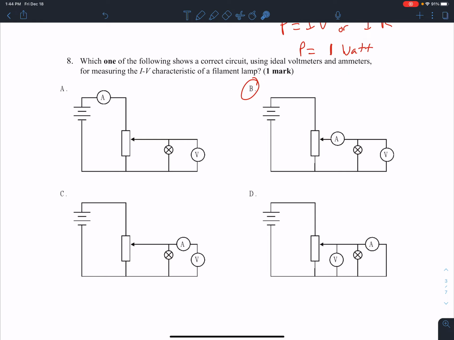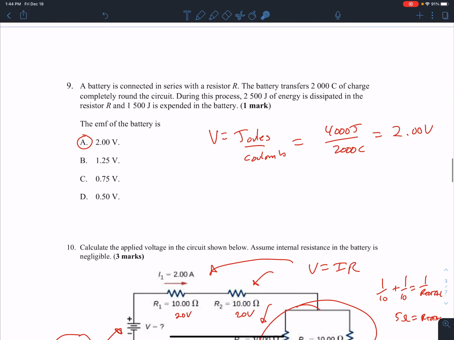Okay, well, I want to be able to measure the voltage across the lamp, so I have to be parallel. And I want to measure the current going through there. So I can either have an ammeter here or an ammeter in that branch telling me the current that's going through there, just through this component. So B is the correct answer.